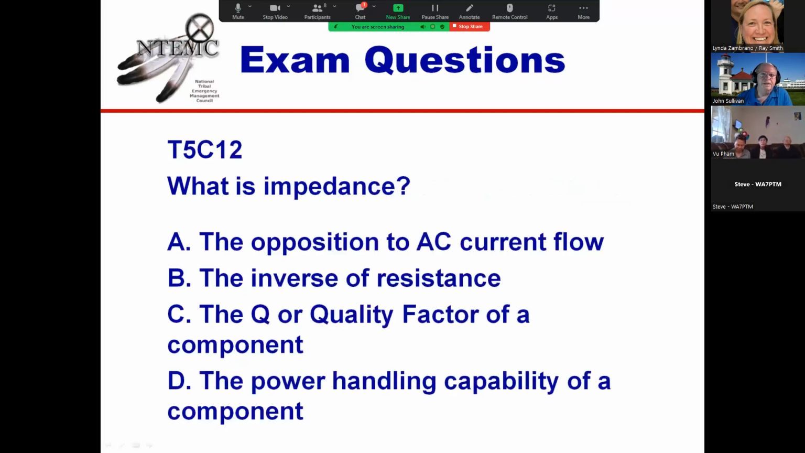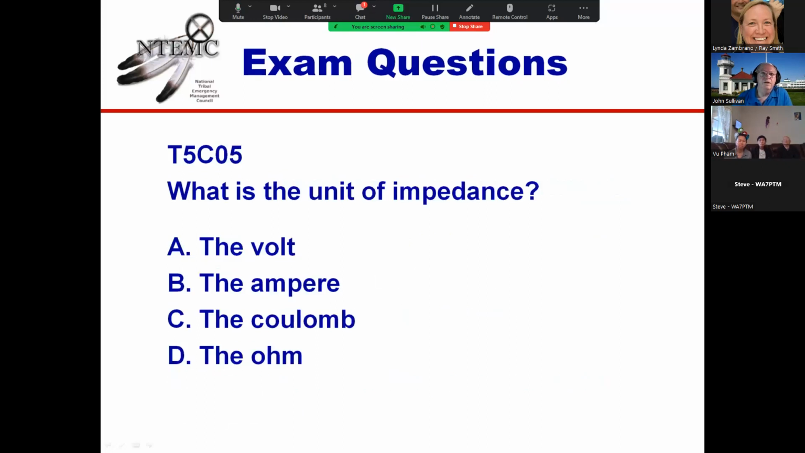What is impedance? Okay, remember we said it was the opposition to AC current flow. It's the AC current equivalent of resistance in a DC circuit. It's opposition to the current flow. And the unit of impedance, just like resistance, the unit is ohm. It's the ohm.